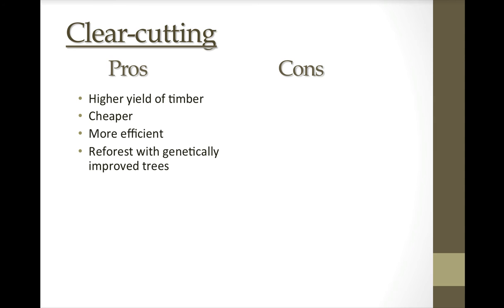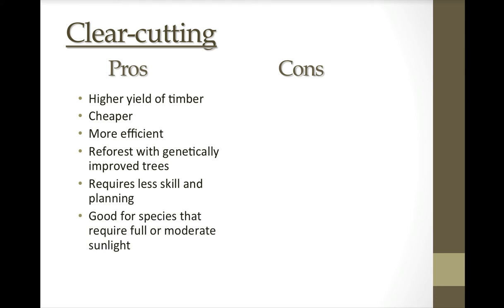It's much cheaper to do clear cutting, it's more efficient, and you can reforest the area with genetically improved trees. Suppose you have a new variety of pine tree that yields much stronger wood or a prettier color of wood. Go ahead and reforest with that pine tree and you're going to have a better crop in 20 to 50 years. It requires a lot less skill and planning to do clear cutting. You don't need to worry about having someone come through and survey your forest for you. You just cut everything down.